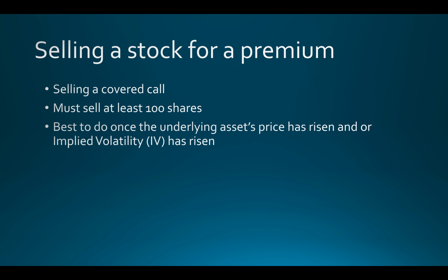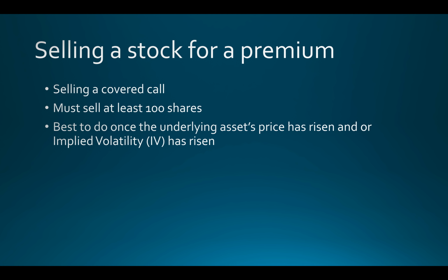So let's say now you have 100 shares and you want to sell a stock for a premium. So this is called selling a covered call, which many people do for income. And the negatives are that you must sell at least 100 shares, and you cannot sell the 100 shares once you have an outstanding option, as you do not want to have undefined risk in most circumstances.